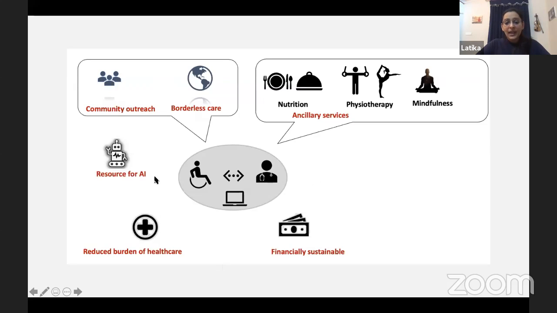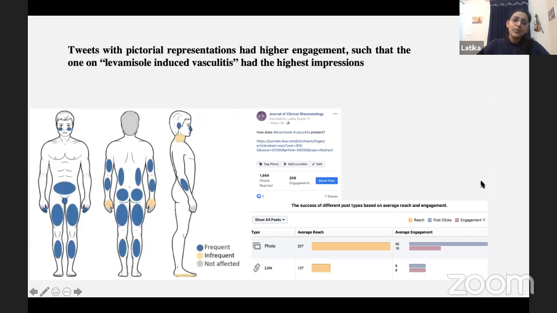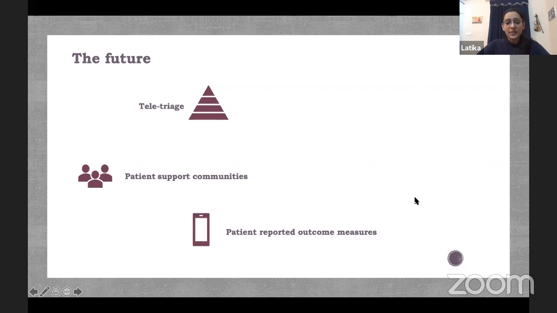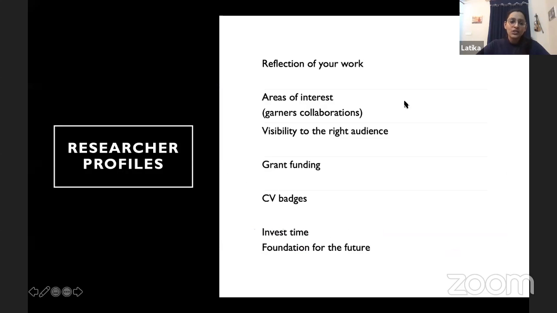So a lot of papers on that, and it can be a useful resource when used in the right way. And this is also a financially sustainable model, but here we need to remember that our tweets need to be curated in the right way. And if you are using pictures, then they'll have higher engagement and higher impression, so you are more efficient at what you're trying to do. Also, smartphone apps are being used, again connecting with people and with patients. So these can be linked and synced into databases, and we may later come into the realm of teletriage and patient-reported outcomes in the future.